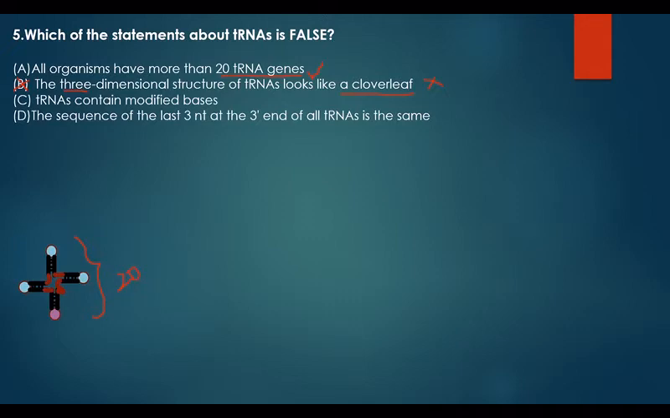However, we can see other options too. tRNA contains modified bases. True, it contains modified bases so that anticodons will be there. So amino acids can be joined to other amino acids and form peptide bonds.